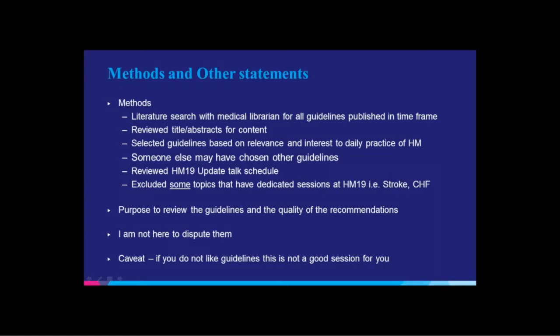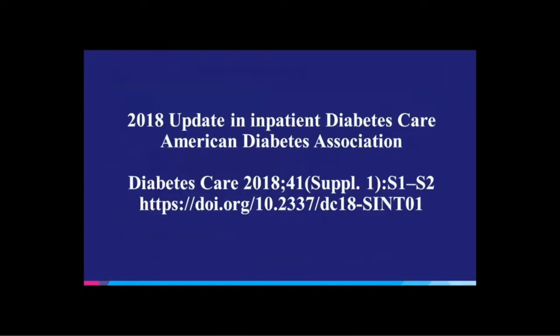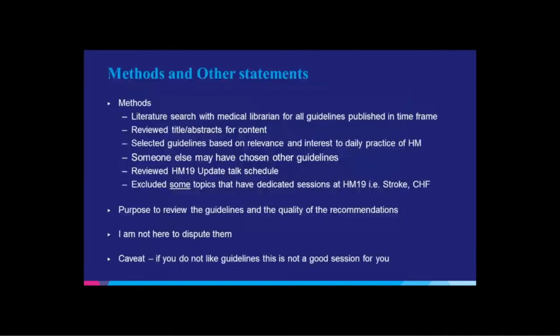If you're someone who doesn't like guidelines, views it as cookbook medicine, thinks all your patients are different, I can't control that. I'm just here to present them. I'm not here to dispute them, right, wrong, or the other. Caveat, if you don't like guidelines, then probably you might want to leave now because you're only going to get angry.